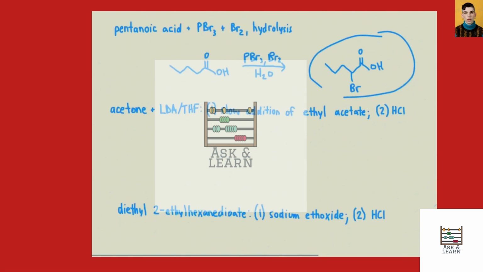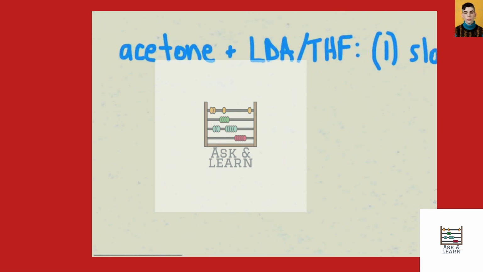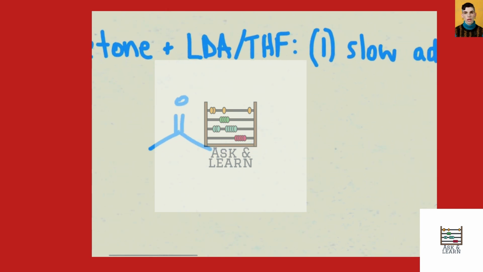Okay, next up we have acetone reacting with LDA/THF, in which THF is simply just a solvent, and then we're going to have a step 1 of slow addition of ethyl acetate and a step 2 of HCl. Okay, so let's go ahead and try this out. So acetone, I'm going to have this compound, basically just a ketone. Okay, and that is going to react with LDA.